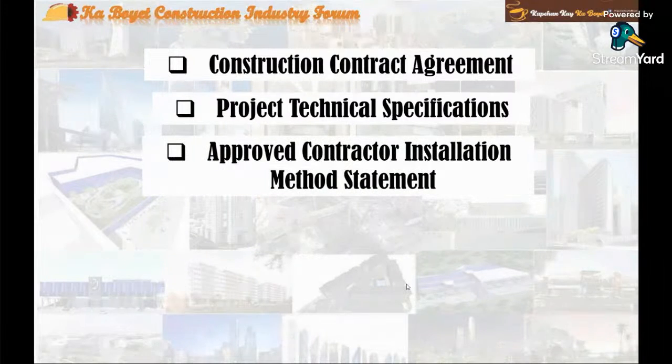Number three, the approved contractor's construction and or installation method statement. A method statement is a description of how the work will be carried out safely. Method statements are also known as Safe System of Work, Safe Work Method Statements, or SWMS for short. It describes in a logical sequence exactly how a job is to be carried out in a safe manner and without risk to health and environment.